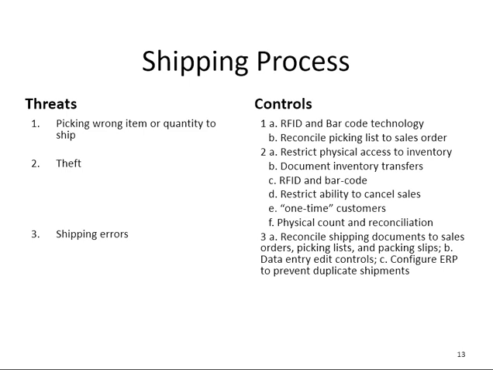Threats and controls. Threat: picking wrong items or quantities to ship. Controls: RFID and barcode technology for sure is going to help, and reconciling the picking list to the sales order is also important. We talked about that. Next threat: employee theft. How do we prevent employee theft? We restrict physical access to inventories. Valuable inventories will be locked. We always restrict access.